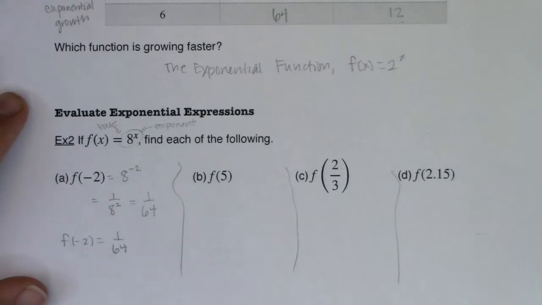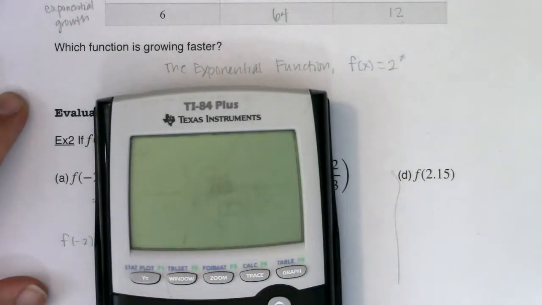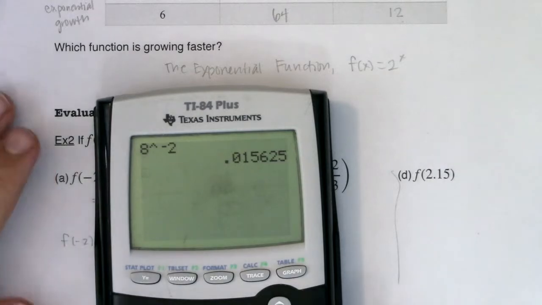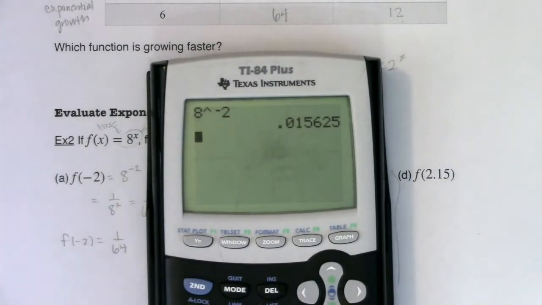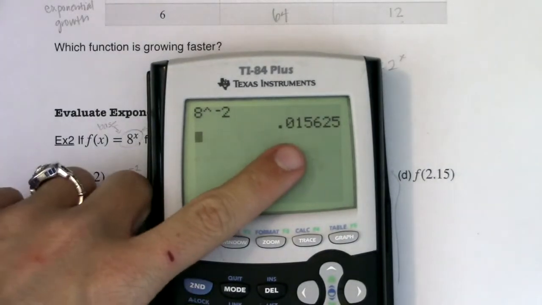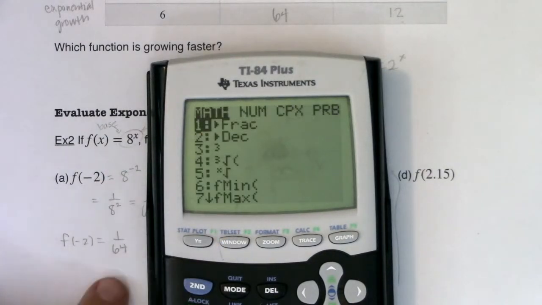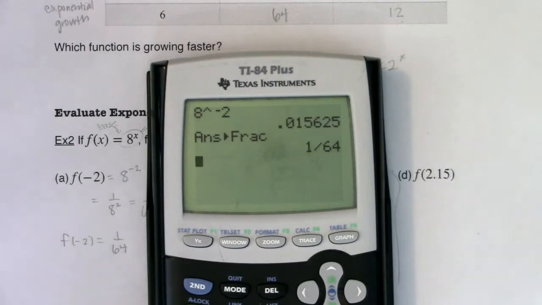Okay, now I want you to see what this would look like on your calculator. So let me clear out this, and let's do 8 raised to the negative 2 power. And I'm going to get this decimal here, and you might say, well, that doesn't look like 1 over 64. You're right, it doesn't. Now you can give me that decimal, that's a fine answer, but if you hit math and then you hit frac, it'll convert it to 1 over 64, great.